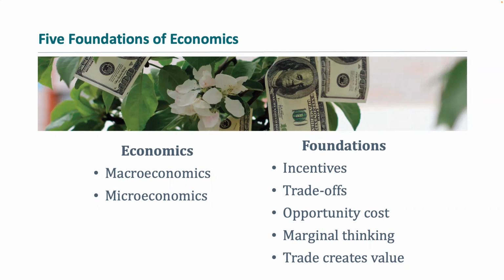Within economics, there are 2 main areas of study that we're going to focus on, and those are macro and microeconomics. The 5 foundations of economics that you might want to write down are incentives, trade-offs, opportunity cost, marginal thinking, and that trade creates value. We'll cover each of these foundations in more detail as we work throughout this entire chapter, but these are themes that you'll see throughout the entirety of your textbook in both macro and microeconomics.